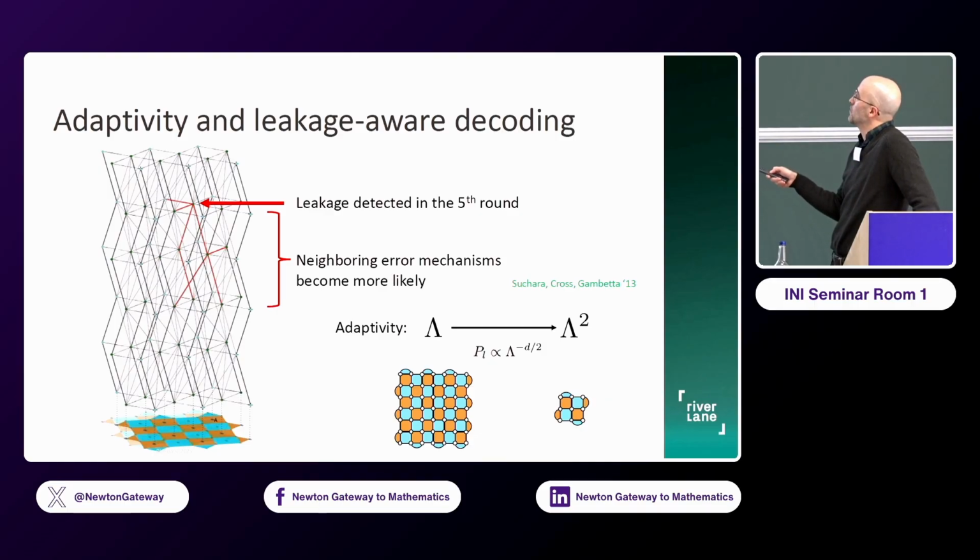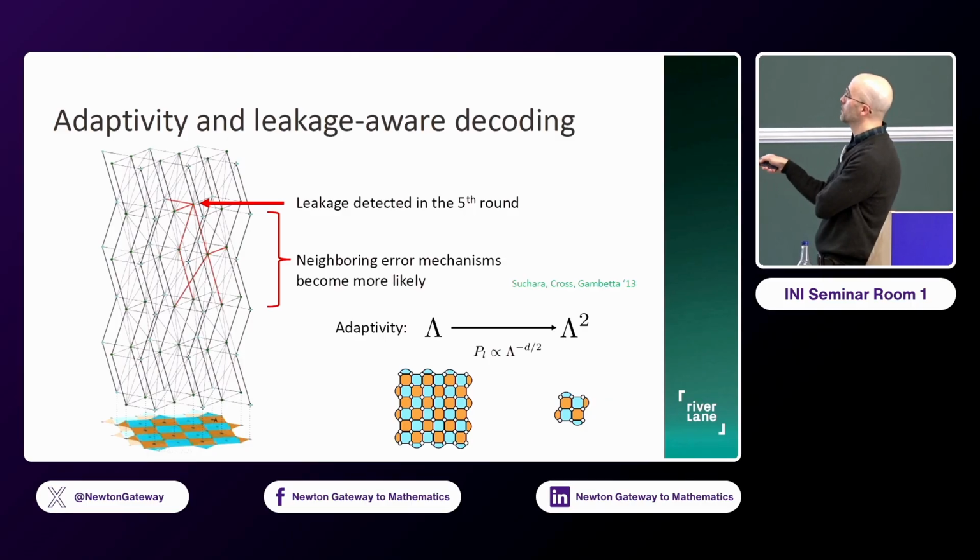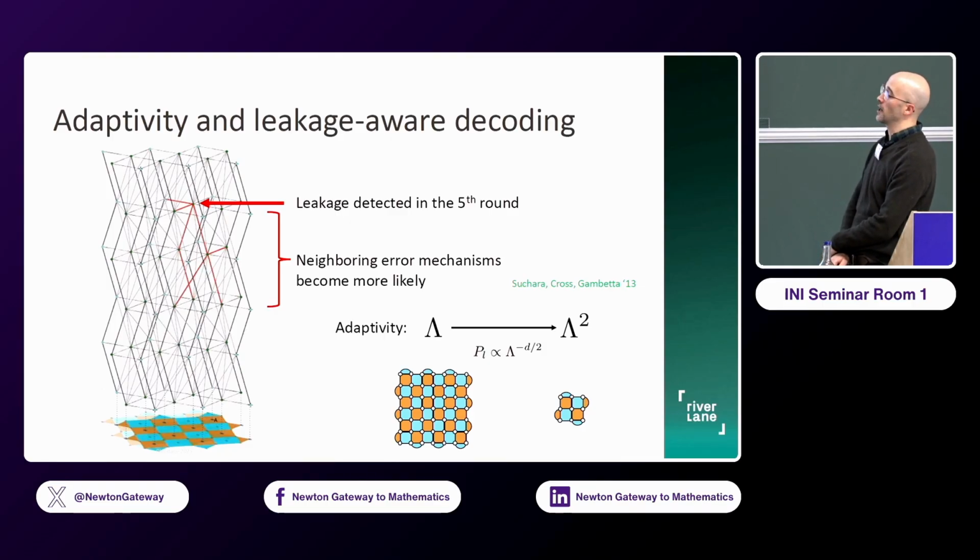And that's what these red edges signify here. Our decoder is updating its error model on the back of a leaked qubit that has been measured, in order to represent the fact that errors around that leaked qubit are a lot more likely. Now notice that this adaptation, this red set of edges, doesn't go very far in the past.